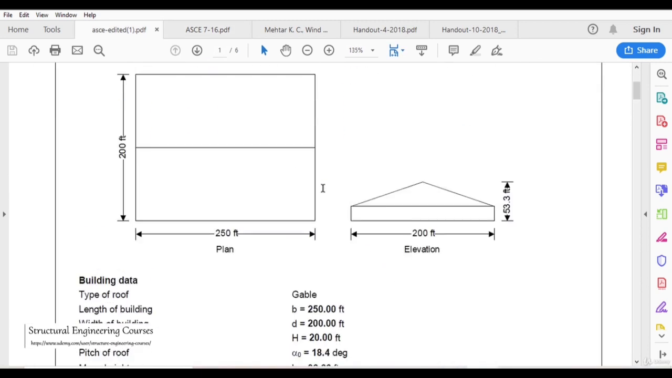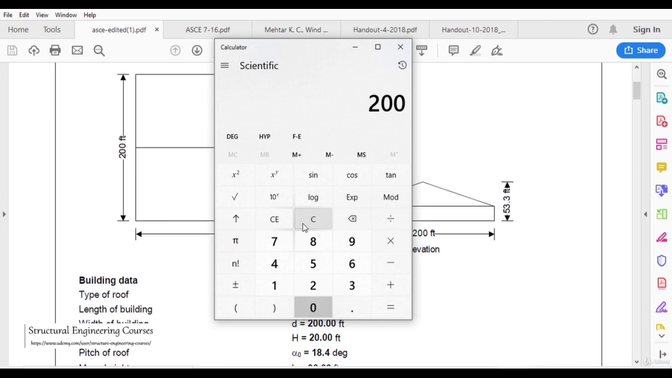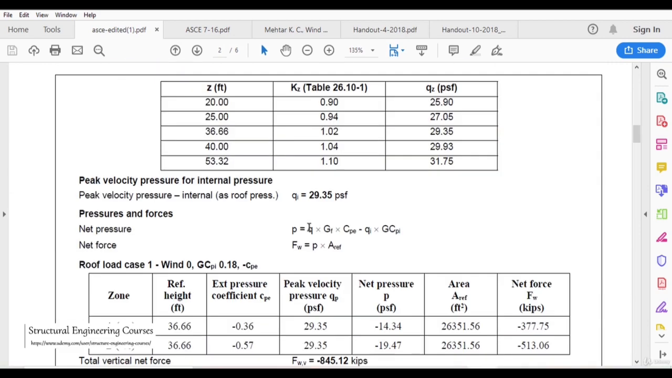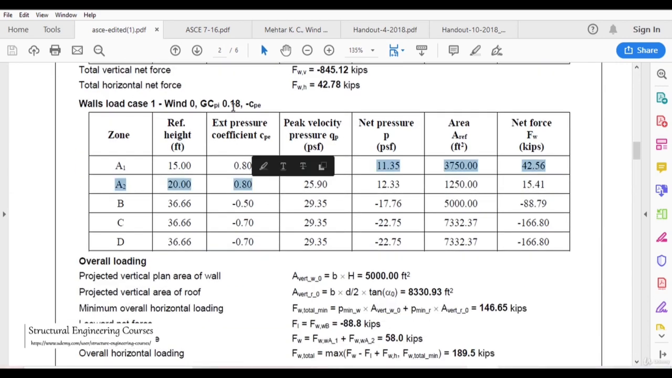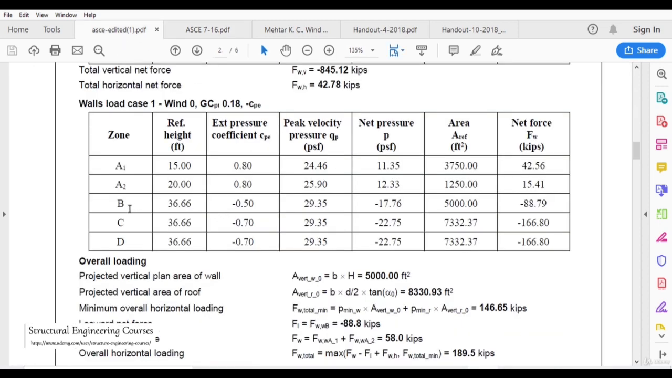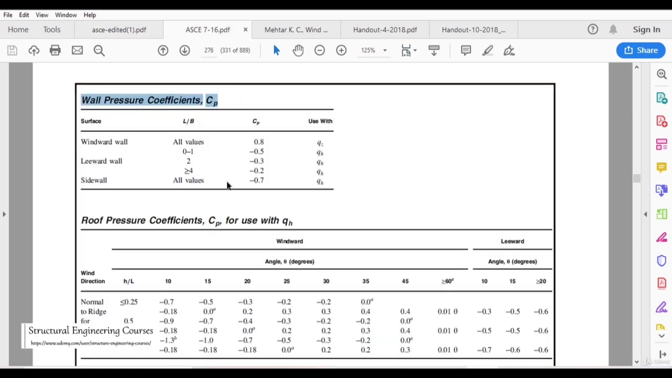So in this example, if we consider the L by B ratio, our L by B is nothing but 200 by 250. If we divide 200 by 250, it comes out to be 0.8. So our L by B is in the range of 0.8, so we can refer to CP as minus 0.5. For the windward, we can refer to CP as plus 0.8, obviously for all values it is 0.8. For the leeward face, that is the B wind face, CP is minus 0.5, and for C and D, that is the side wall face, irrespective of L by B all values, it can be taken as minus 0.7.